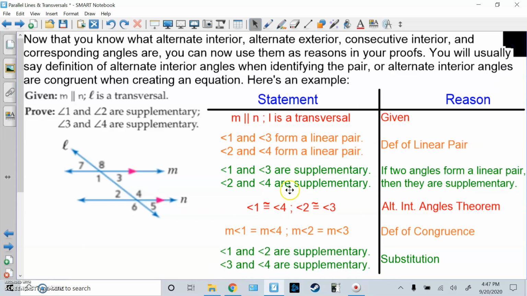So I went from this line in green right here, says 1 and 3 supplementary. Because I know 2 is equal to 3, I've replaced this angle 3 with angle 2. So I know 1 and 2 are supplementary. Then here from 2 and 4 supplementary, I'm going to substitute this angle 2 with angle 3, because angle 2 equals angle 3. And that's what they want proved.